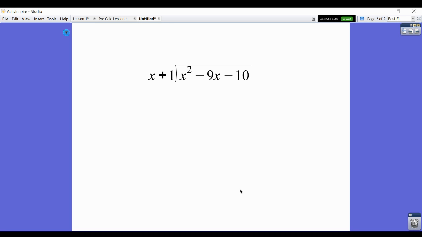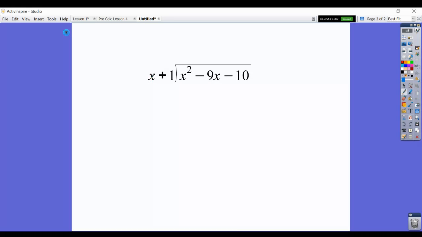To walk you through this problem for a video demonstration. We are trying to divide x plus 1 into x squared minus 9x minus 10. However you decide to approach the problem is going to be entirely up to you. I like multiplication, so I'll walk through it thinking about it multiplication-wise.